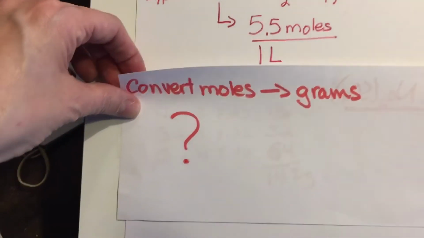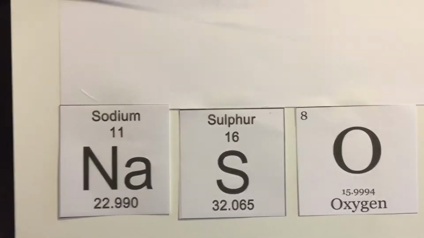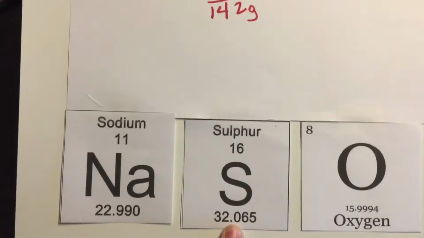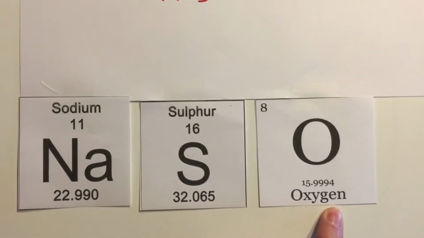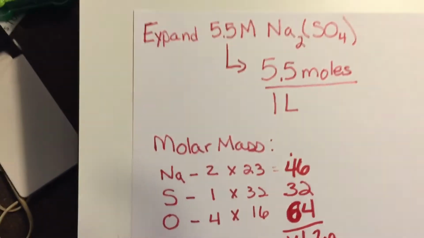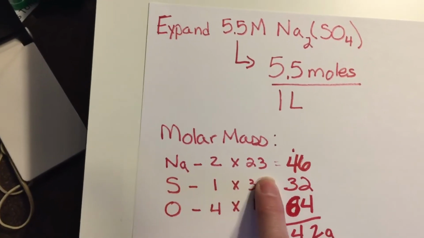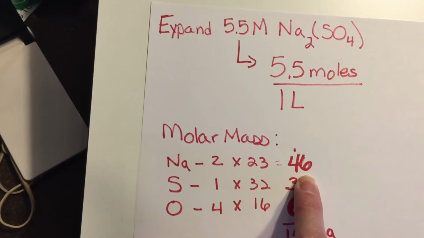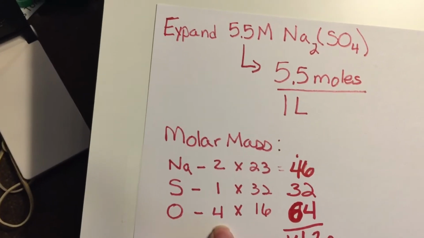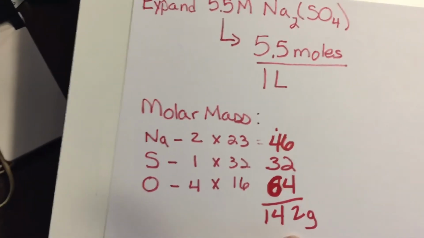We use molar mass. So we go to the periodic table and we see that sodium is about 23 grams for 1 mole. Sulfur is 32 grams for 1 mole, and oxygen is about 16 grams for 1 mole. So what we do is we look at the formula Na2SO4, so that means there's two sodiums at 23 grams each, and that's 46 grams. There's 1 sulfur at 32 grams, and then there's 4 oxygens at 16 grams. So you add those all up and you get 142 grams.